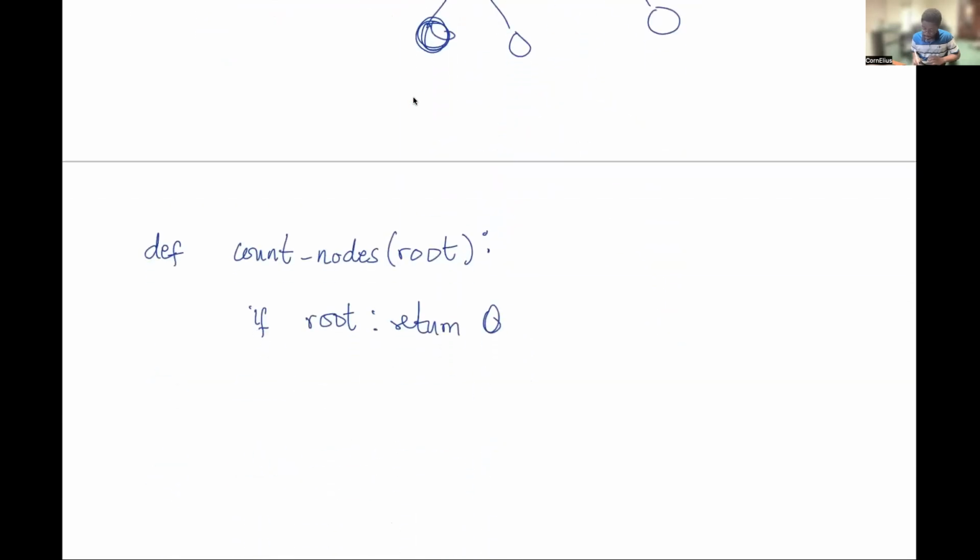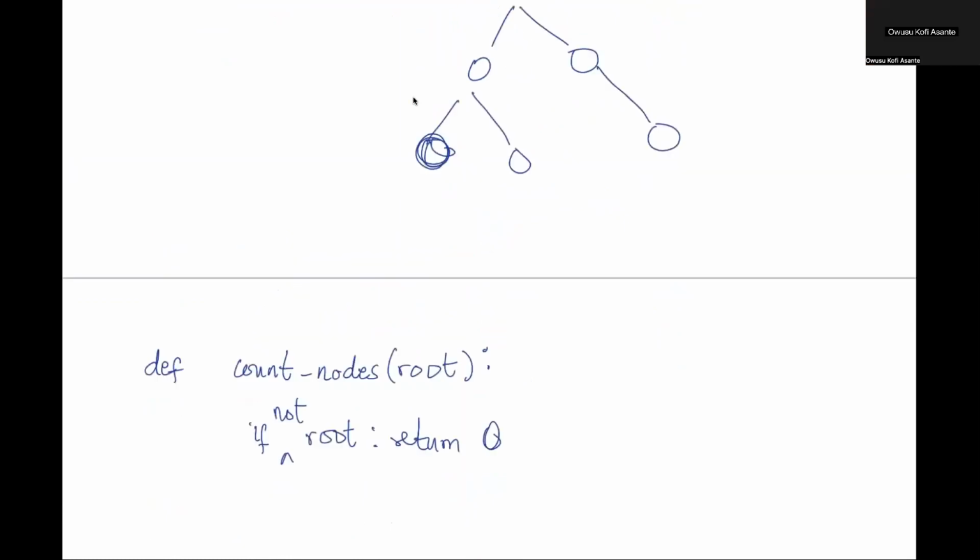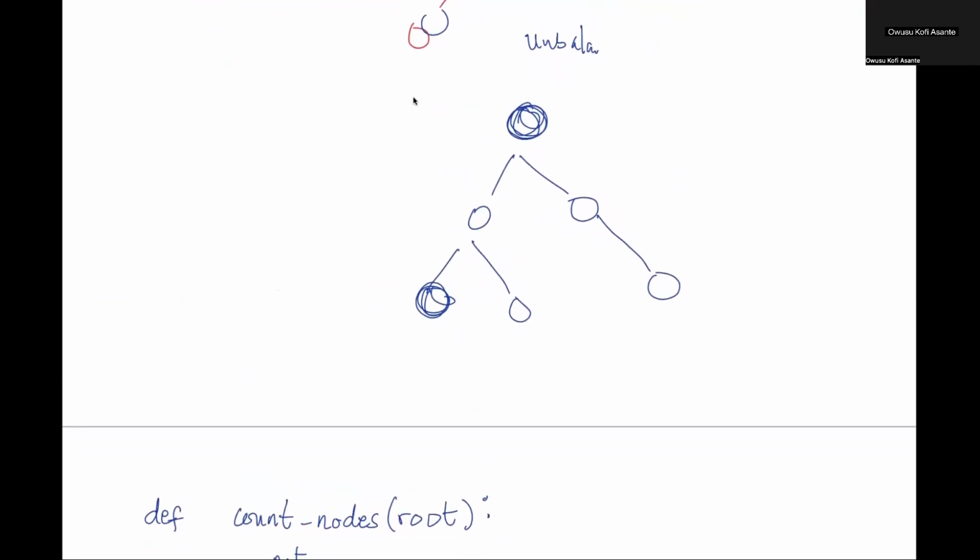So actually it's if not root. Oh, sorry, this is if not. Right? That's like if the tree is empty, right? Thanks for that. Okay, good. So that's basically our structure, right?